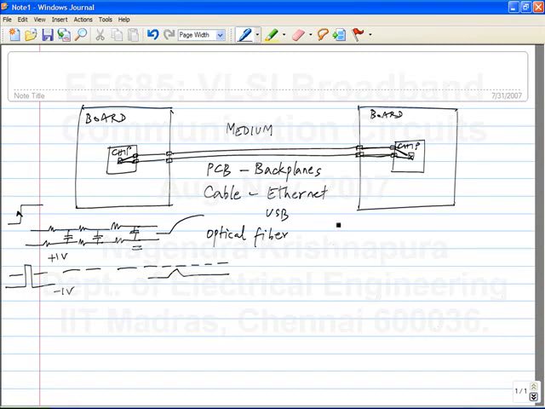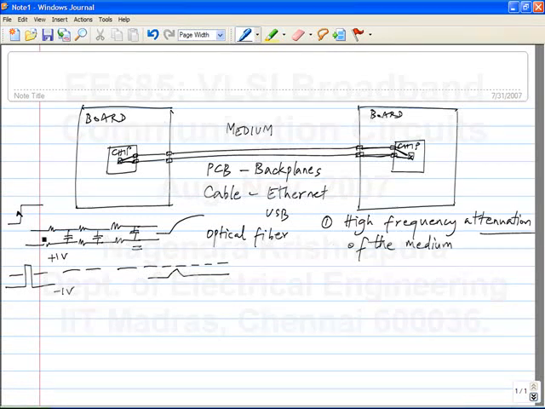So the first problem is high frequency attenuation of the medium. What I wrote here was attenuation. High frequency attenuation, because clearly at very low frequencies, whatever voltage you apply here appears at the output, but at high frequencies it won't. So you have a varying attenuation as you change the frequency. That turns out to be the problem. Exactly how it creates problems we will see afterwards.